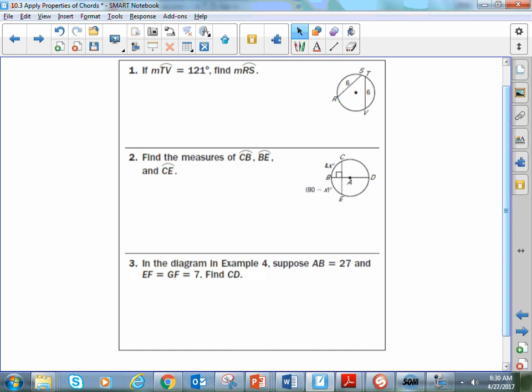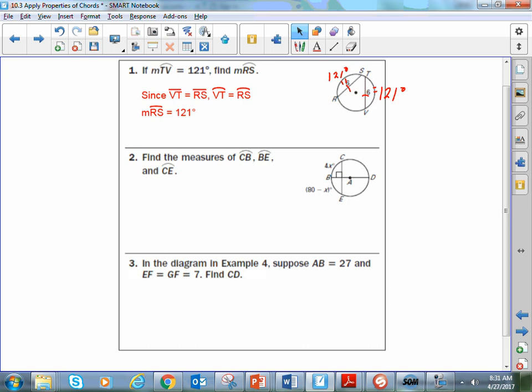All right. So hopefully we have some good answers now. You've worked out the problems like I asked you to. Now you're just comparing what you have with what I have. Looking here in problem 1, we have the measurement of arc TV to be 121 degrees. So here, if I'm working this out, I'm going to say this is 121. And because this and this are the same, then that means this chord and this chord have to be the same. So this is also going to have to be 121 degrees. And that's what we're looking at here. Find the measurements of the arcs CB, BE, and CE.